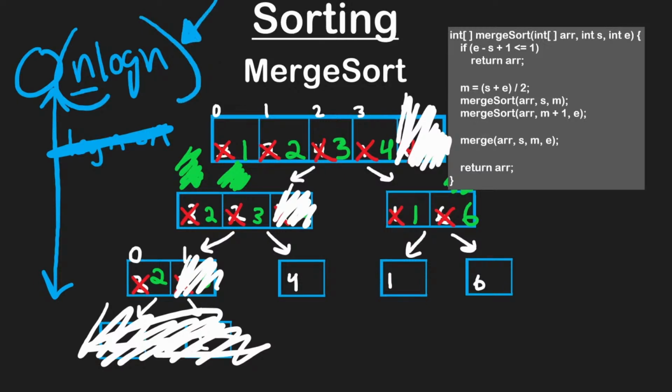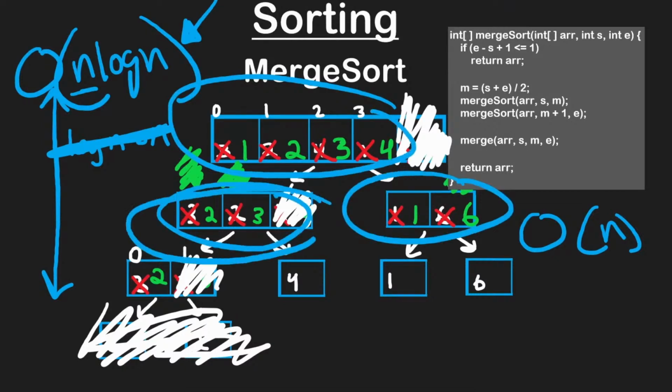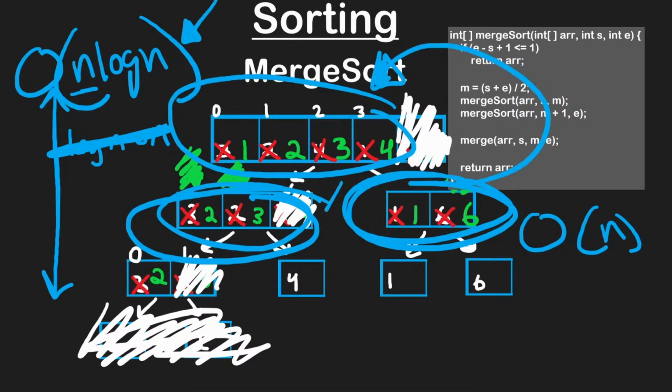Now the memory complexity is going to be big O of n, because at any point, like for this point, we're gonna have to create two temporary arrays, which are these ones, to build the original array. So that's gonna have extra memory, which is roughly big O of n, which is the size of the original input array.